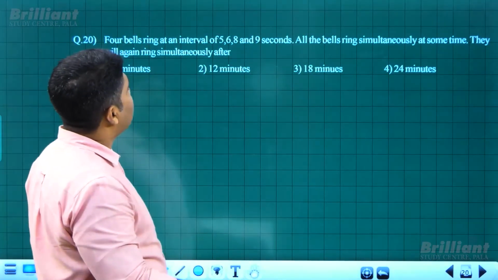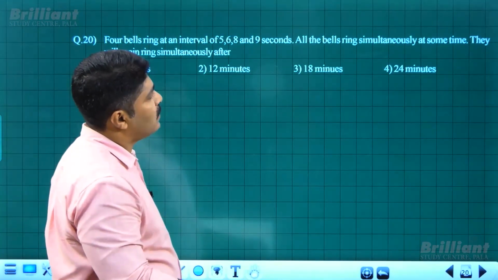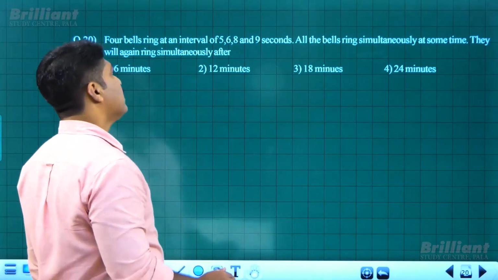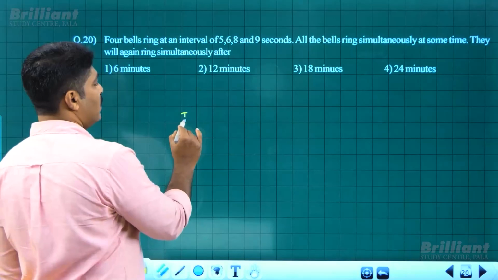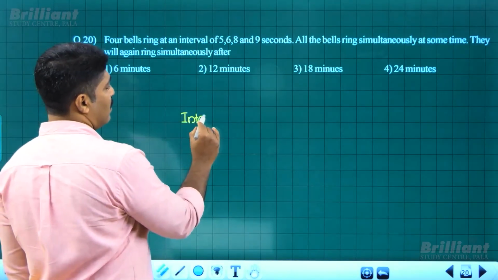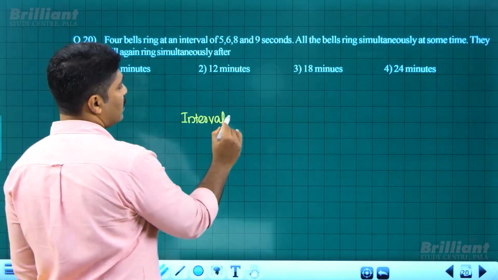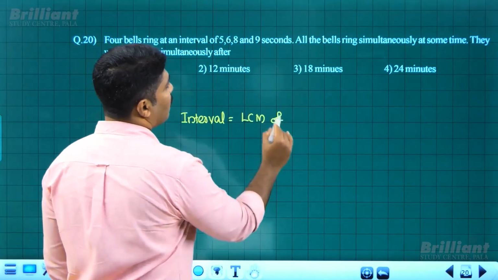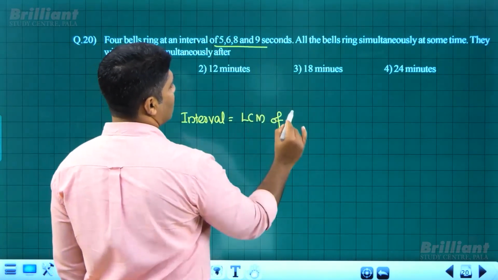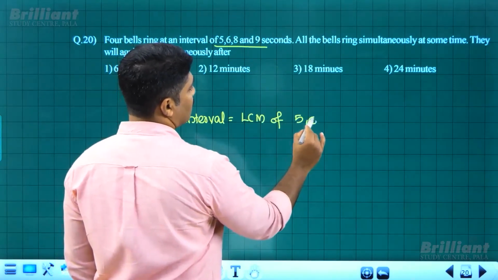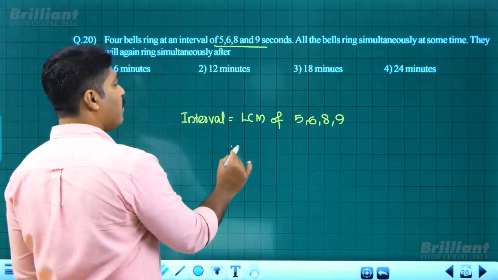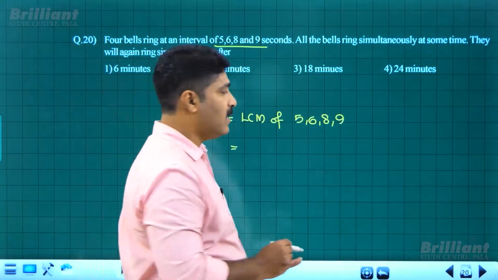4 bells ring at an interval of 5, 6, 8, 9 seconds. So all the bells ring simultaneously at some time. They will again ring simultaneously after how long? This simultaneous occurrence interval is nothing but the LCM of these individual intervals, that is 5, 6, 8, and 9. So we have to find out what is the LCM of these intervals.